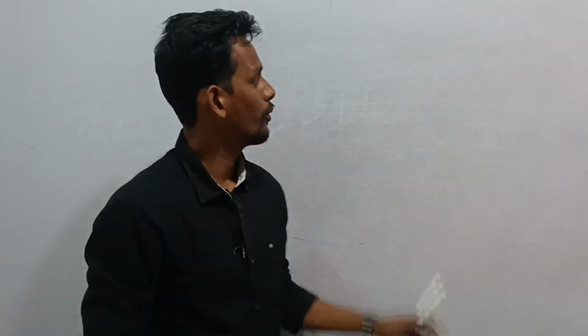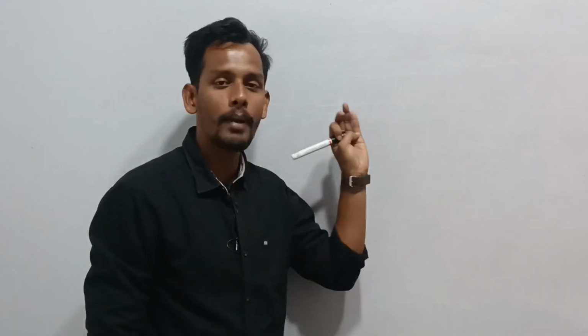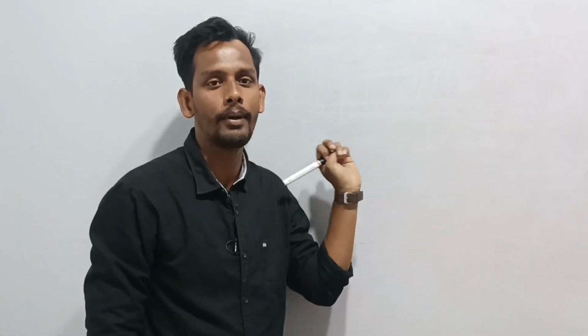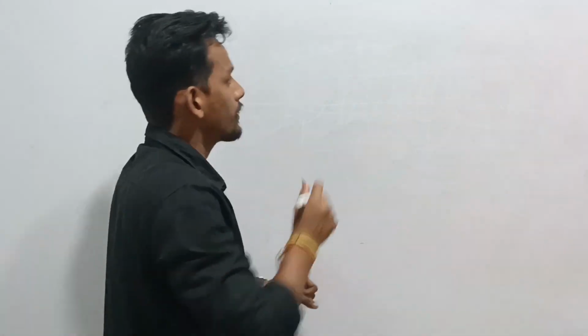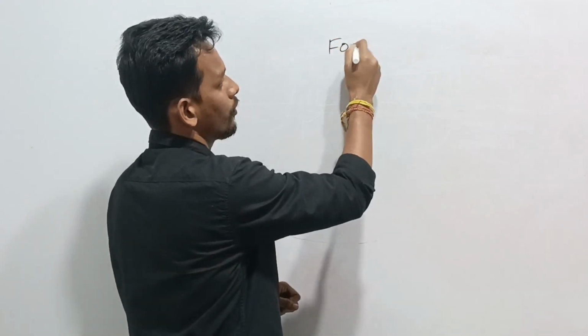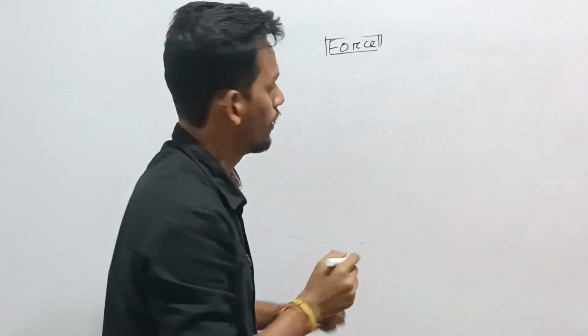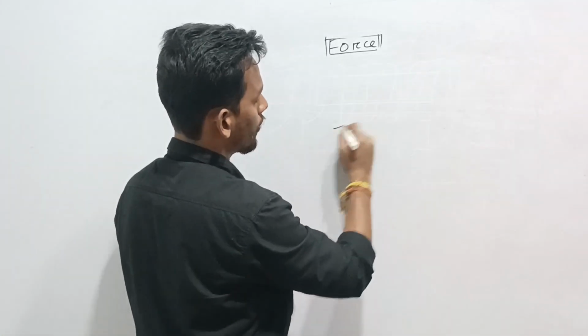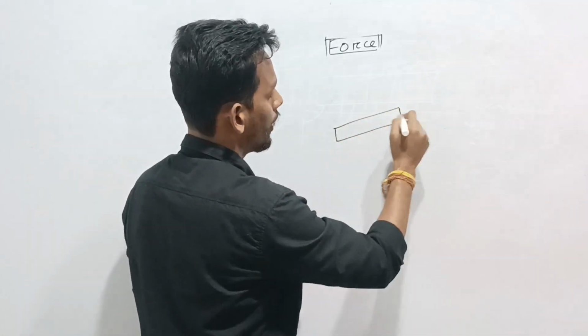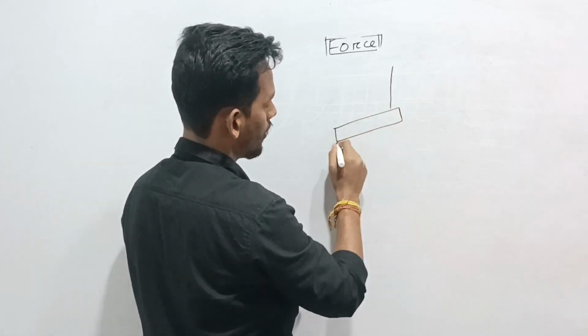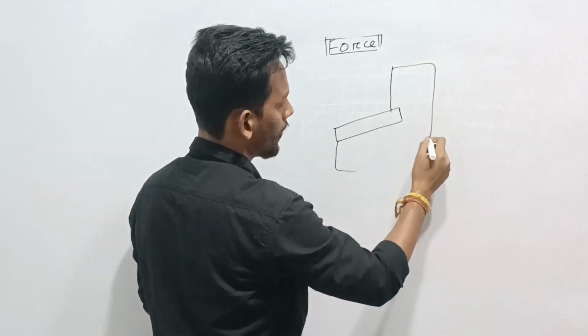So next, we have discussed the magnetic field and the direction of the magnetic field. Now, we will see the force which may arise in a magnetic field. Suppose this is a conductor, whose two terminals are connected to a battery.